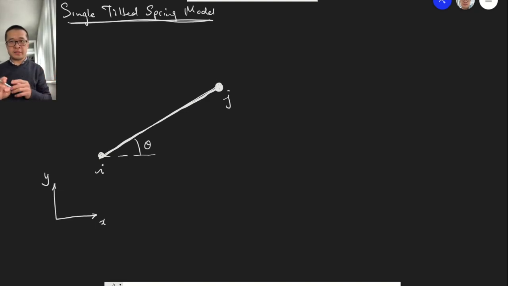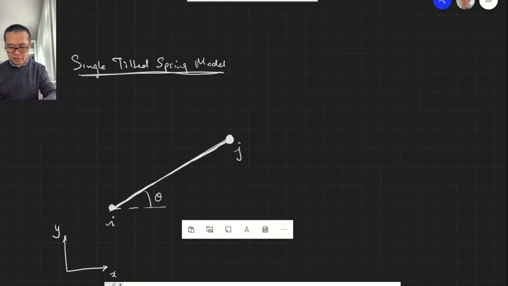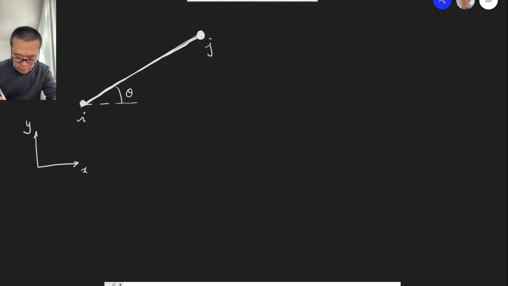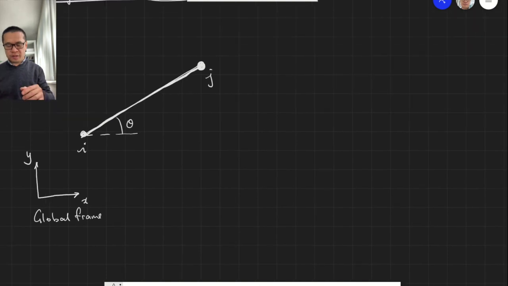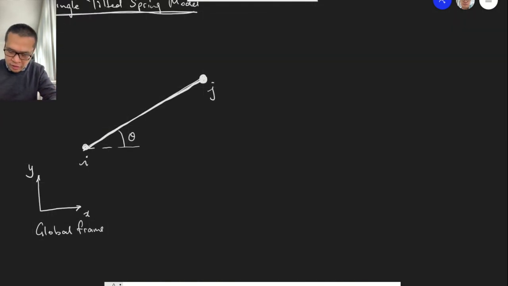Now let's look at the cases where I have an element that's not lying horizontally but tilted at a certain angle to the reference axis. As shown in this case, I have a metal bar that's lying at the angle theta to the horizontal axis of this global frame. Right?